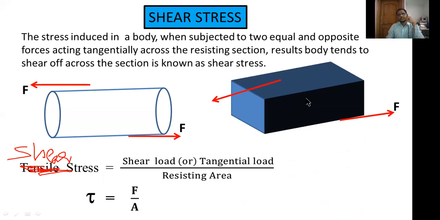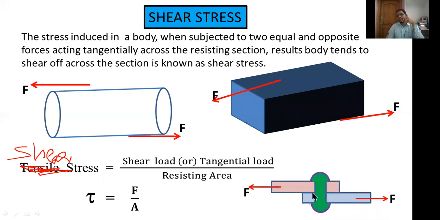This is another example for shear stress. Here these two forces F and F are equal and opposite in direction, but they are acting on the top surfaces of the body. These two forces are not acting on the planes, they just touch the body. So this one is another example for shear stress.